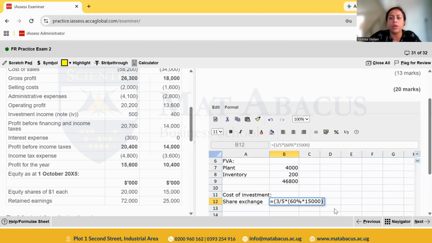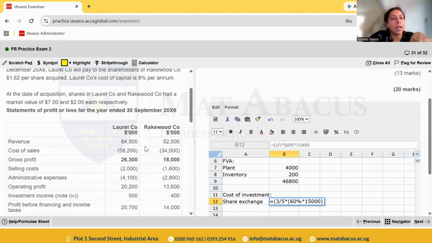So 60% of 15,000 is the number of shares we acquired in Rakewood. And for every 5 shares acquired, Laurel issued 3 shares in its own company. So when I'm doing that 3 out of 5 times that amount, the figure there is basically going to be the number of shares that Laurel issued. But we want the dollar value of that, isn't it? So the dollar value, to get the dollar value, Laurel is issuing its own shares. So this will give you the number of shares in Laurel company. But what's the dollar value?